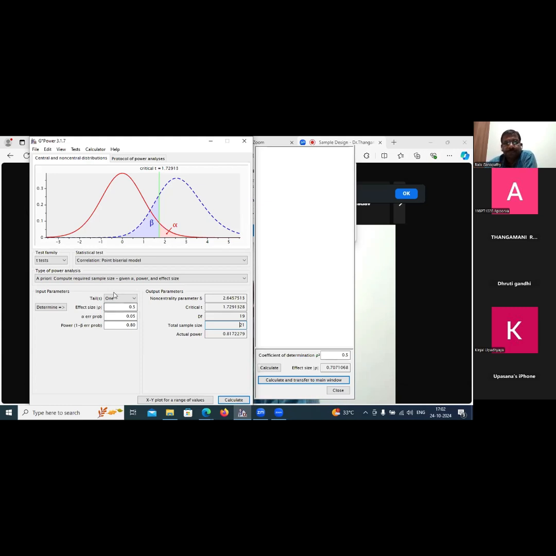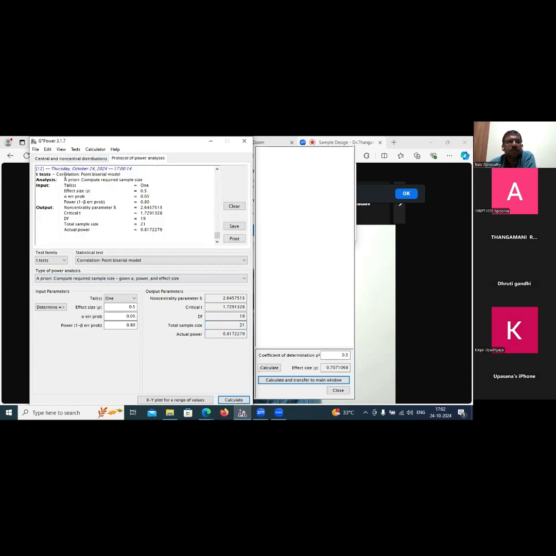Fine, sir. Anytime after you calculate this, from the above protocol for power analysis, you click, and the date, time, everything will come. You copy this. You can take a printout also, and you can give it to your guide. So this is the way I calculated.